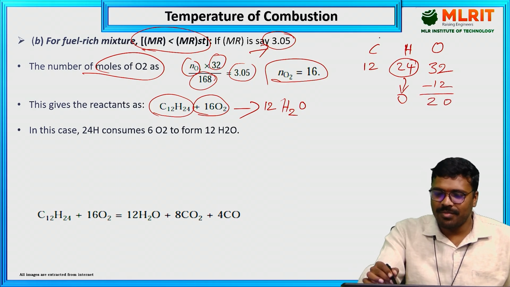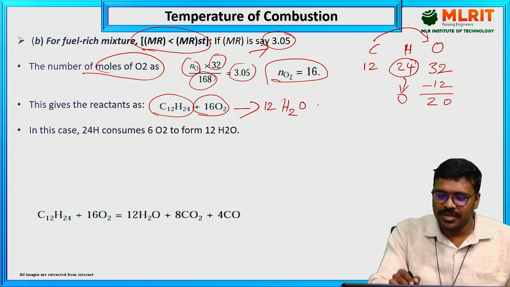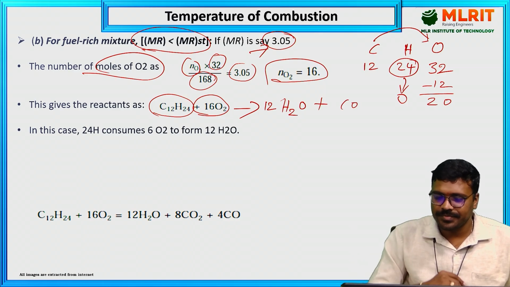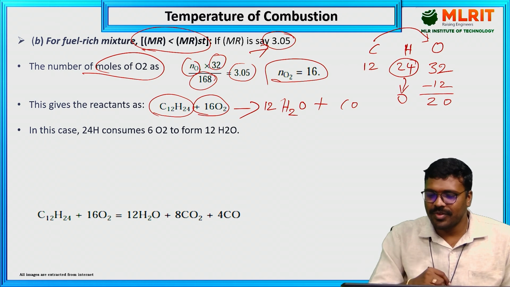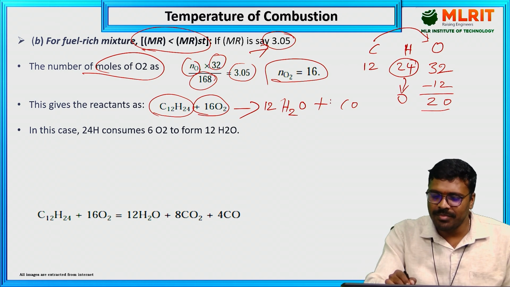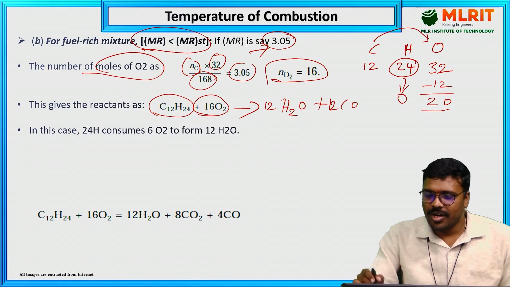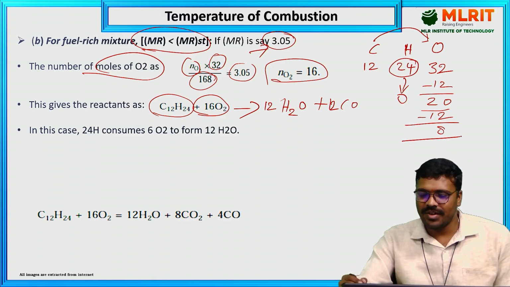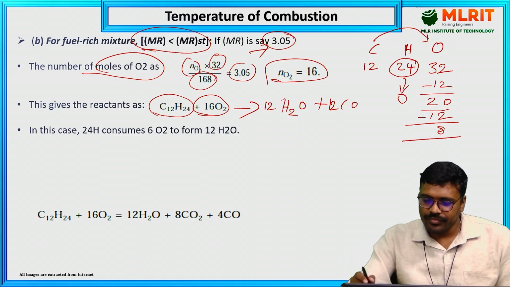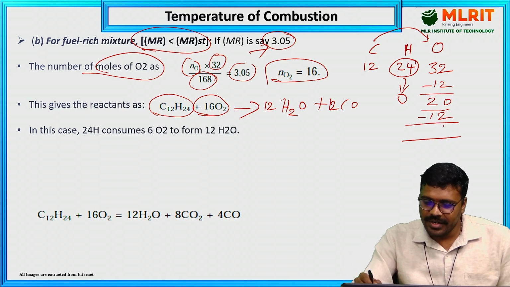Now the carbon goes and reacts with oxygen and forms carbon monoxide. How many carbon atoms are there? 12 carbon atoms. So we have 20 oxygen atoms, so easily we can form 12 carbon monoxide. How many oxygens are burned? 12 oxygens are burned. So still 8 oxygens are left. 8 oxygen atoms are left.